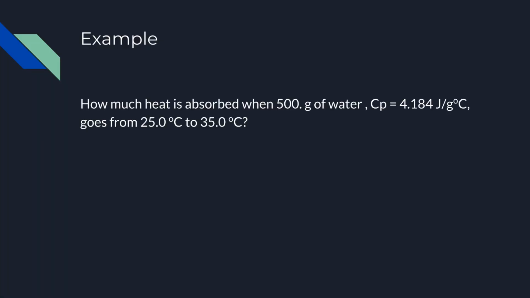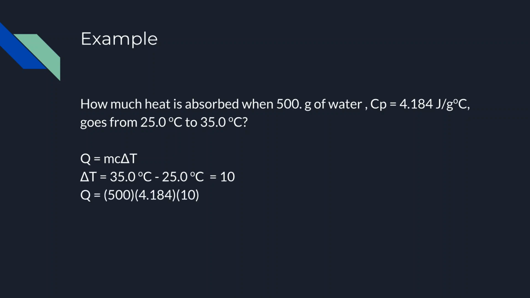So an example would be how much heat is absorbed when 500 grams of water is heated from 25 degrees Celsius to 35 degrees Celsius. They give us a specific heat of this liquid water as 4.184 joules per gram Celsius. So we go to the equation Q equals mc delta T, and we plug in the known variables. To get our delta T, we subtract the 25 degrees Celsius from the 35 degrees Celsius to get our temperature change of 10 degrees.